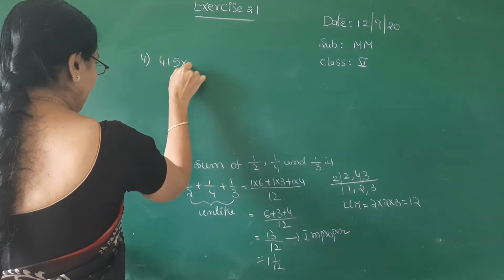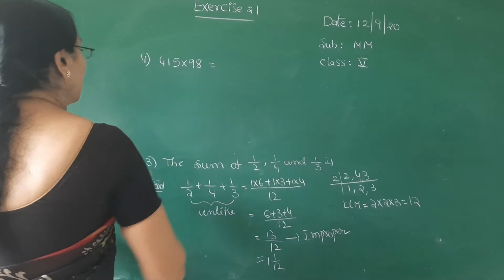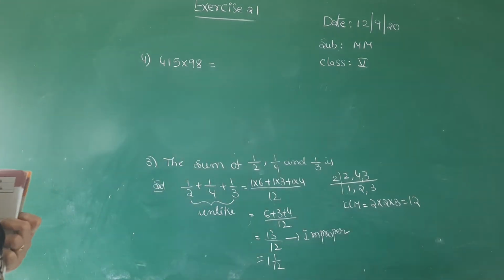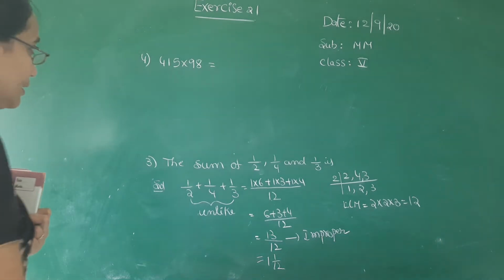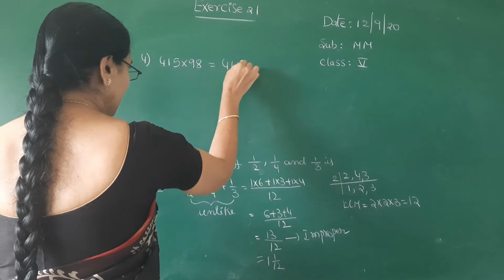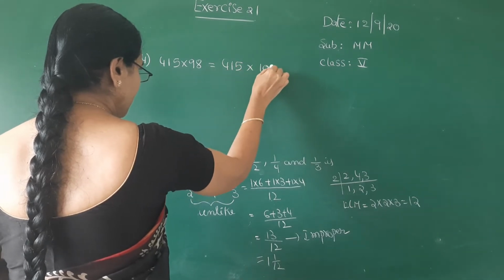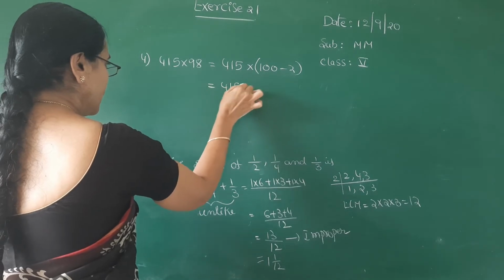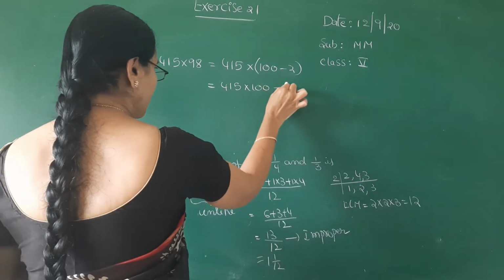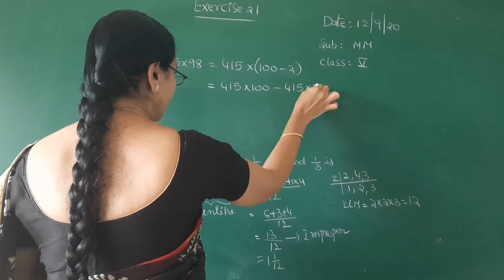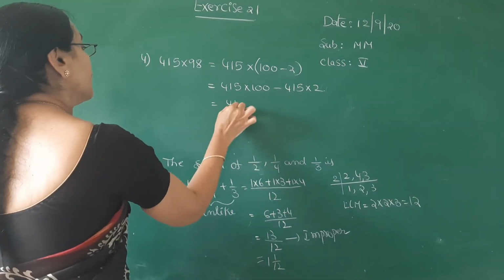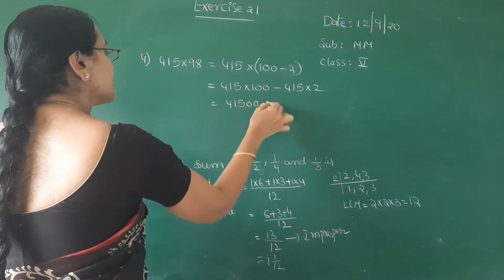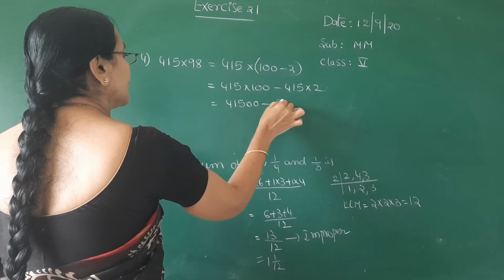See the fourth problem. 415 into 98. So already you know the general method for multiplication, but here we are using the distributive property. So you write that 98 as 100 minus 2. Okay. 415 into 100 minus 415 into 2. So that is 41500 minus 830.